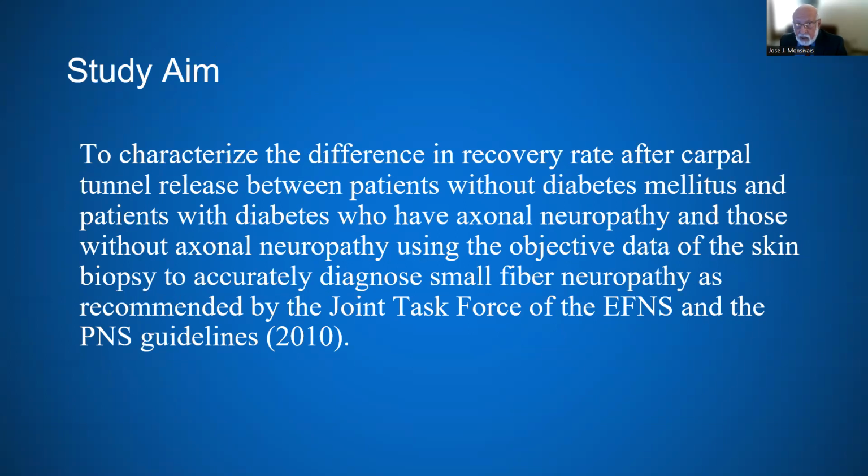The aim of the study was to characterize the difference in recovery rate after carpal tunnel release between patients without diabetes mellitus and patients with diabetes mellitus who have axonal neuropathy and those without axonal neuropathy, using the objective data of skin biopsy to accurately diagnose small fiber neuropathy as recommended by the Joint Task Force, the EFNS.